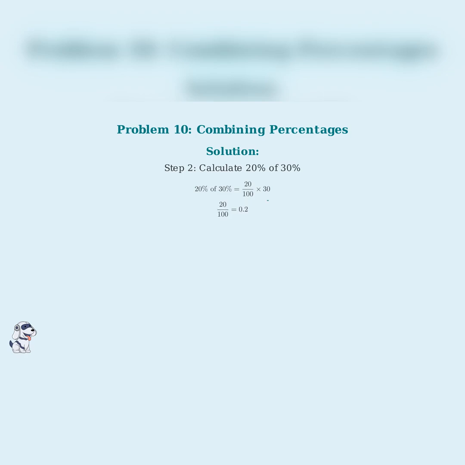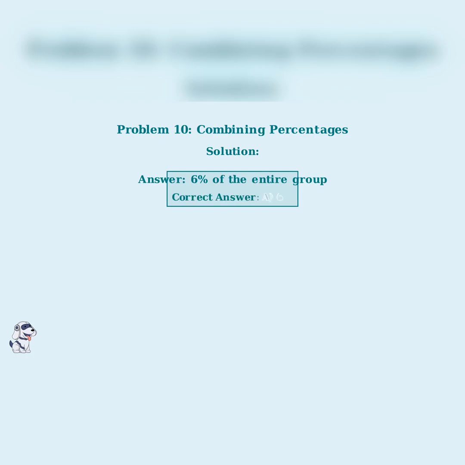Now let's calculate this step by step. 20 divided by 100 equals 0.2. Then 0.2 times 30 equals 6. Therefore, 6% of the entire group are men wearing glasses. The correct answer is option A. Remember, when combining percentages like this, you multiply them together. 20% of 30% means you take 20% of the 30% subset, giving you 6% of the whole group.